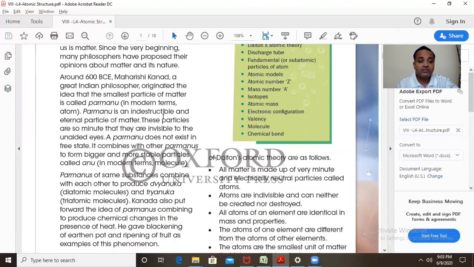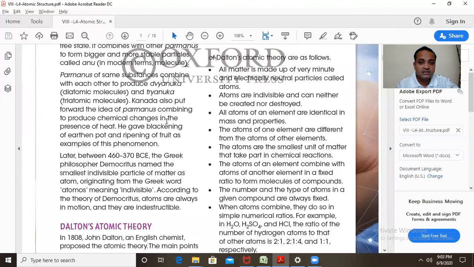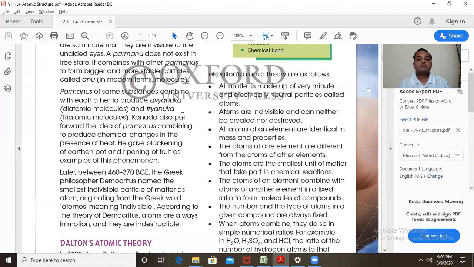In this study of atom, we have seen Dalton's atomic theory, where Dalton said that matter is made up of very small tiny neutral particles called the atom. Some of the points of this theory: these atoms are indivisible. You cannot create atoms, you cannot destroy them. All the atoms of an element are identical with respect to mass and properties. They combine in a simple whole number ratio.